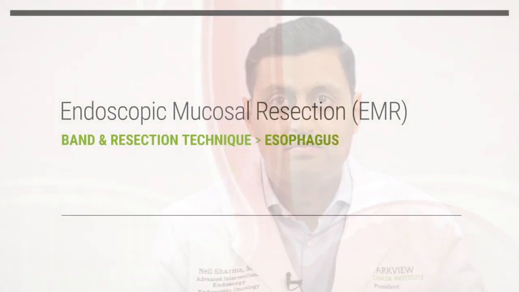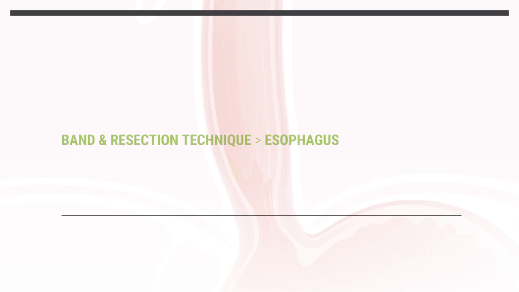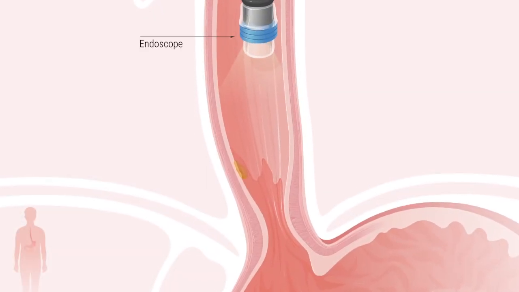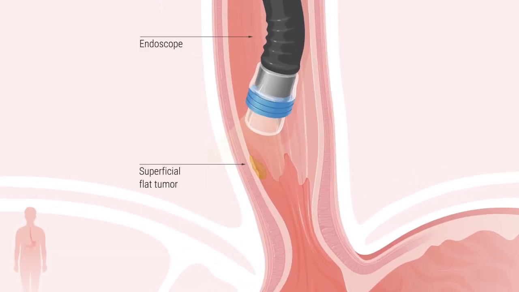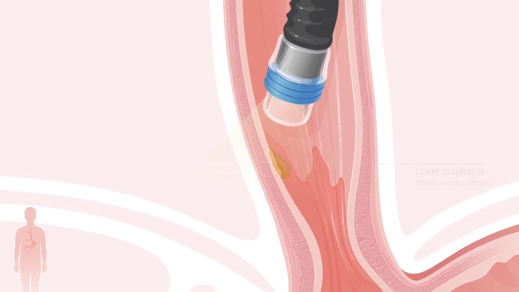In the following animation, we describe a technique for the resection or removal of abnormal tissue through the endoscope. Endoscopic mucosal resection, band and resection technique, is a procedure where a doctor uses an endoscope to remove a superficial flat tumor or other abnormal tissue in the lower esophagus.